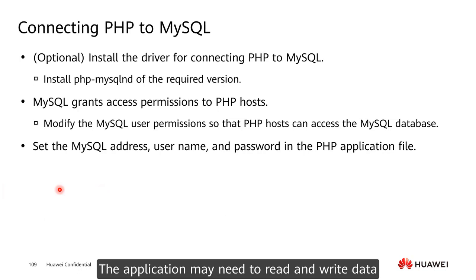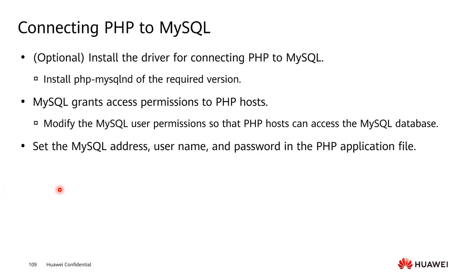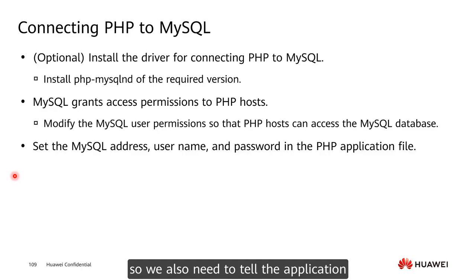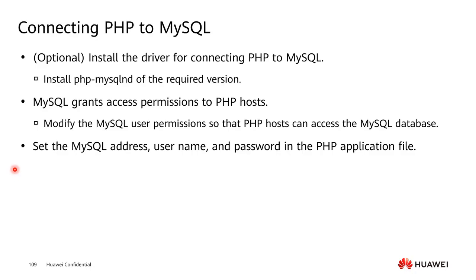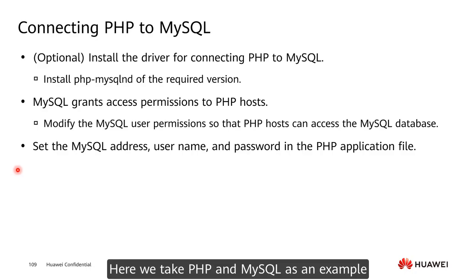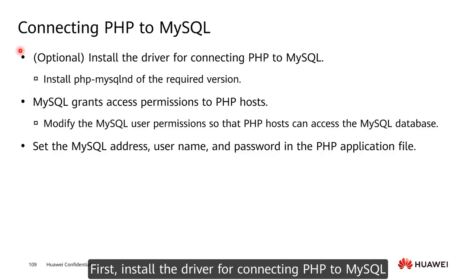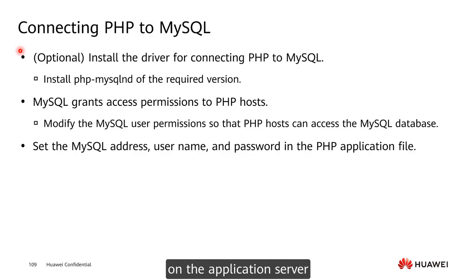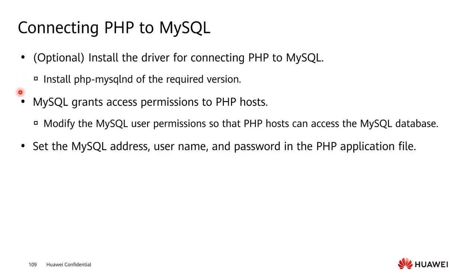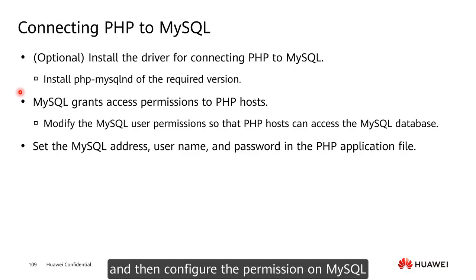The application may need to read and write data to the database at runtime. So we also need to tell the application how to connect to the database. Here we take PHP and MySQL as an example. First, install the driver for connecting PHP to MySQL on the application server, and then configure the permission on MySQL so that the application can access MySQL.